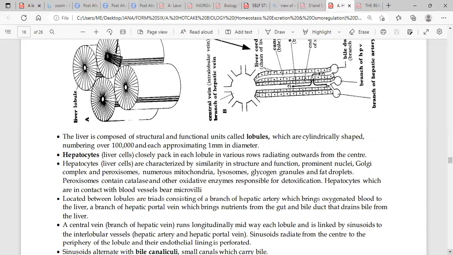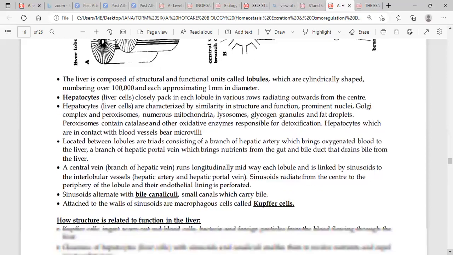Located between the lobules are triads consisting of a branch of the hepatic artery, which brings oxygenated blood to the liver, a branch of the hepatic portal vein, which brings nutrients from the gut, and the bile duct that drains bile from the liver. Then the central vein, that is the branch of the hepatic vein, runs longitudinally midway in each lobule and is linked by sinusoids to the interlobular vessels, that is the hepatic artery and the hepatic portal vein.